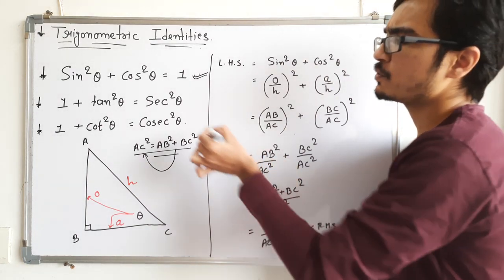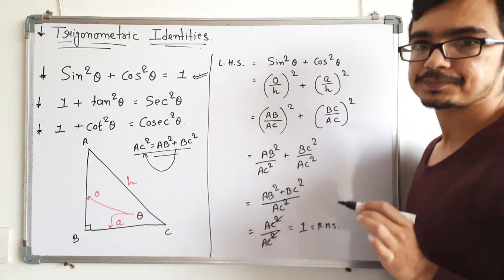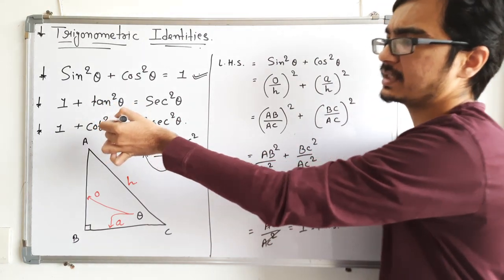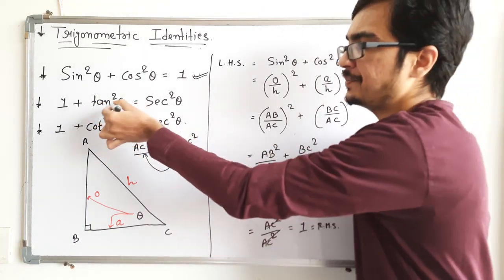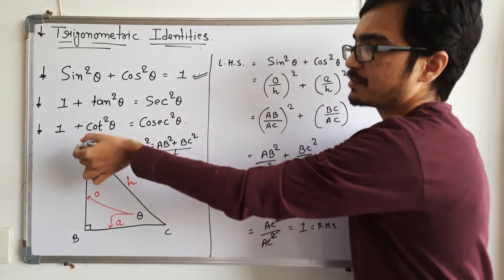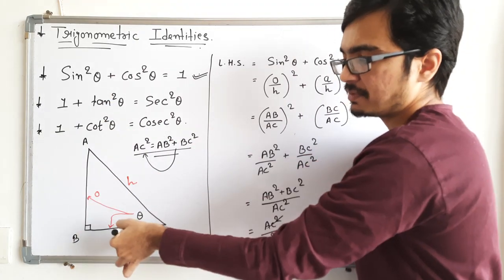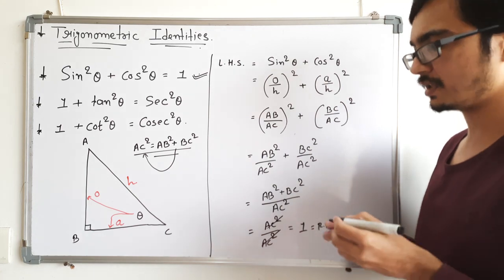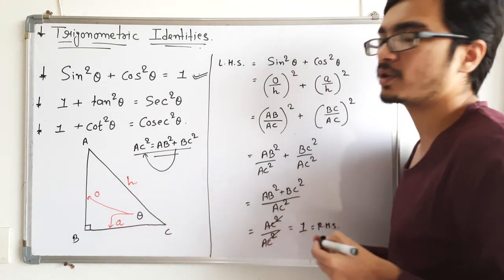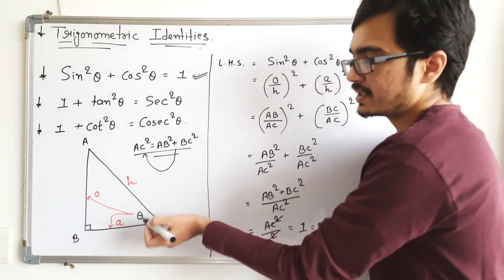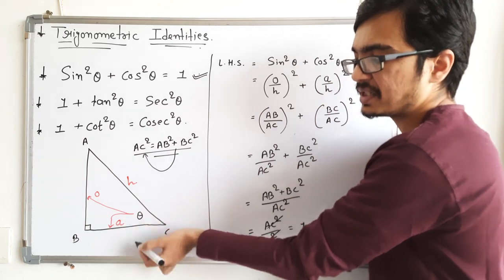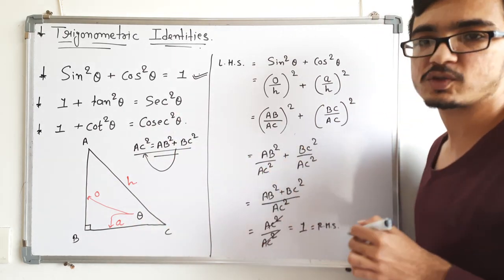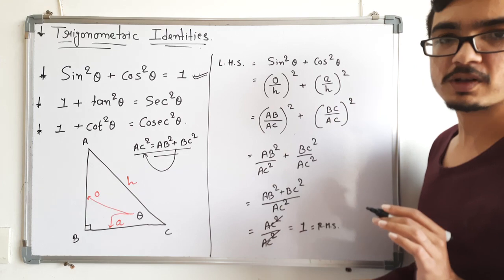In the same way you can derive all of these. Consider 1 plus tan square, then substitute the value of tan square, that is (AB upon BC) square, considering BC square as LCM, and of course you will get AC square upon BC square, hypotenuse upon adjacent, and that is sec square. In the same way you can derive cosec square.